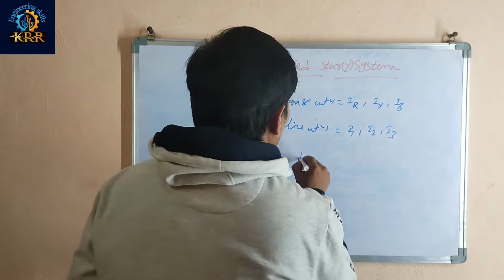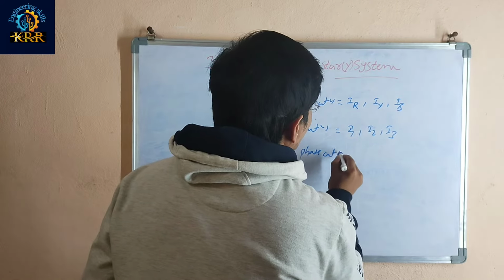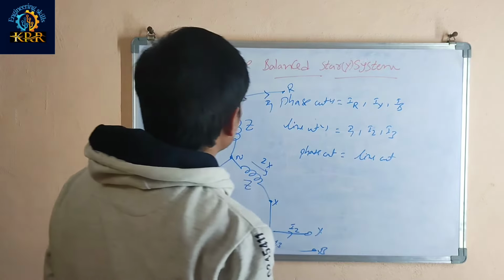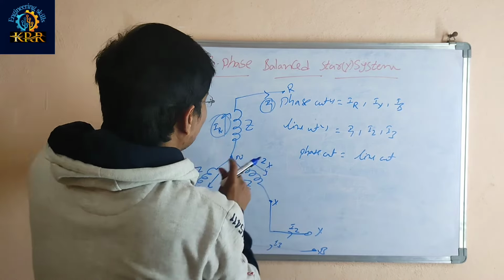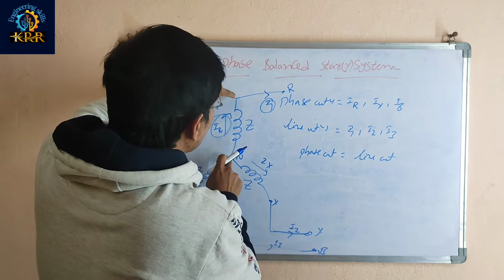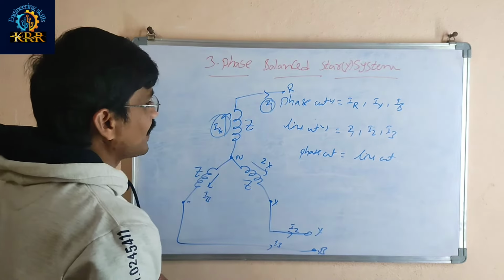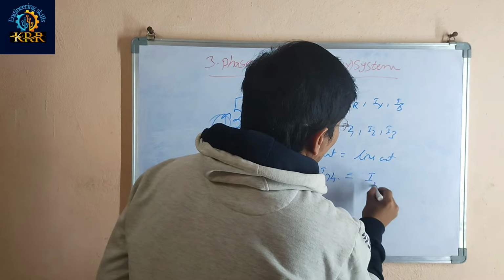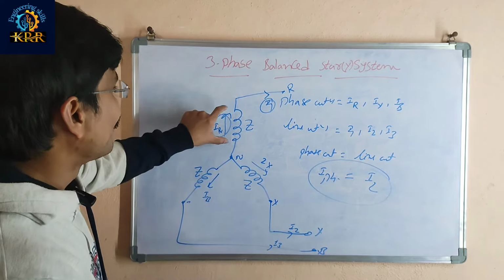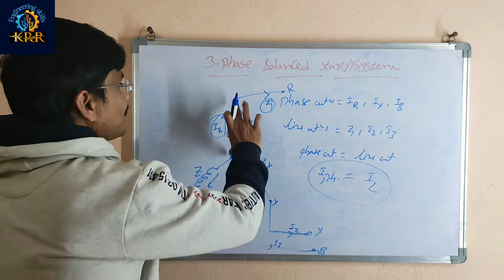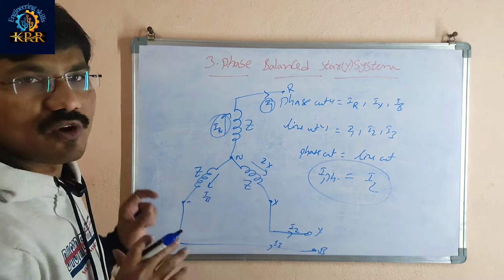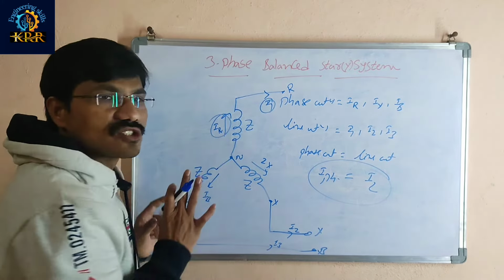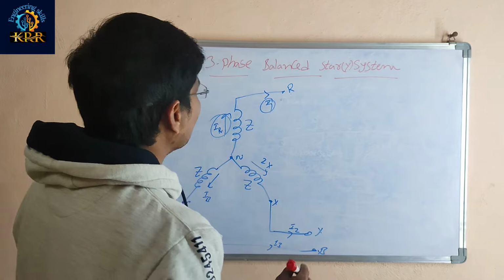Now we go for phase current equal to line current. This is the phase current and this is the line current. Here to here, how much current is there? The same current is passing here to here also. So phase current is equal to line current. Phase current is equal to line current in the balanced star system. Now we go for the voltage point of view.